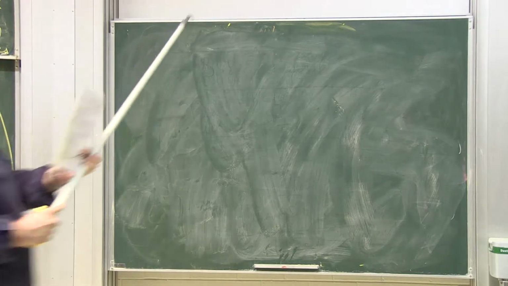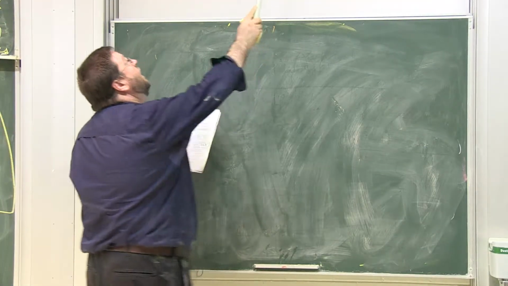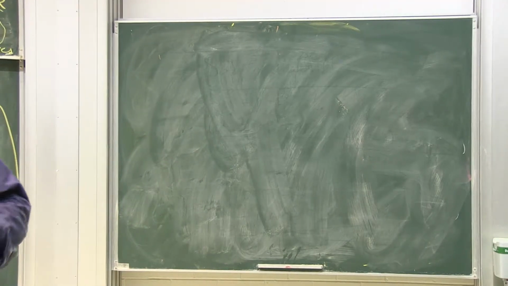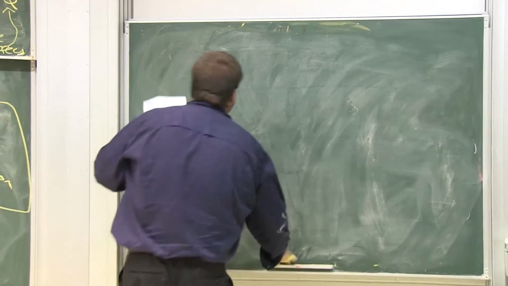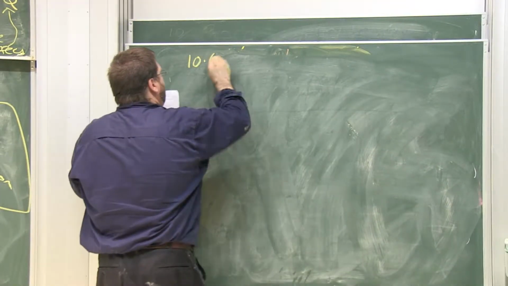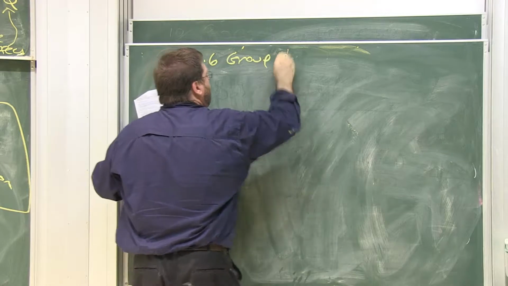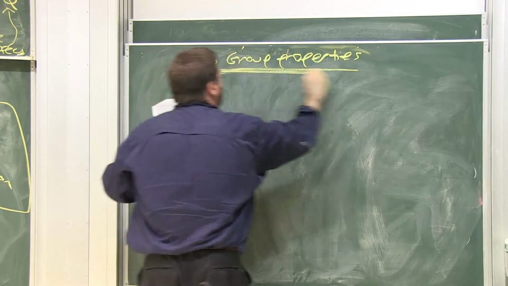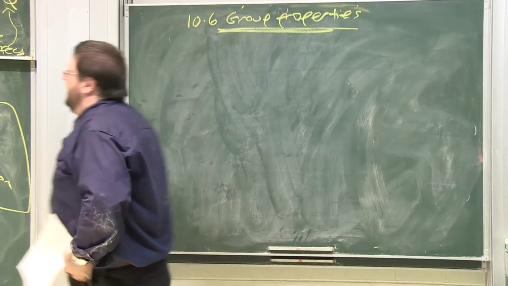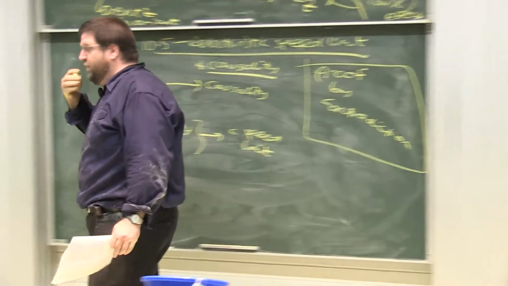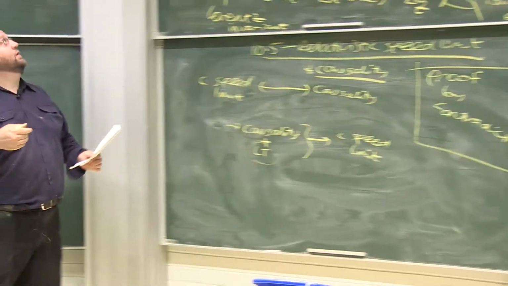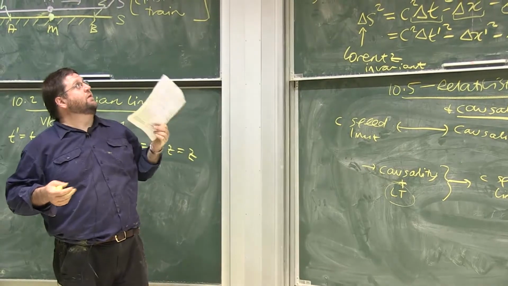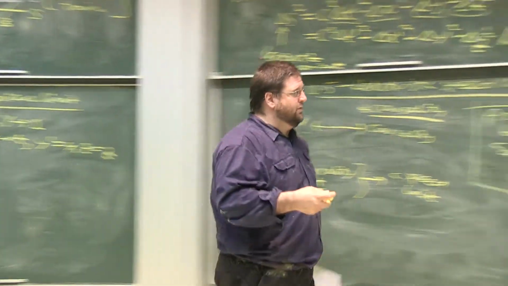I want to move on to the group properties of the Lorentz transformations, and this is a group in the mathematical sense of the term, of a mathematical group. So the group properties of the Lorentz transformations. Now, the Lorentz transformations, as I mentioned earlier, are linear coordinate transformations. If we go back to the top right of the middle board, equations 56, this is a linear transformation.